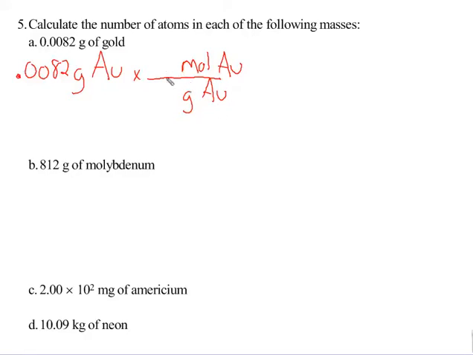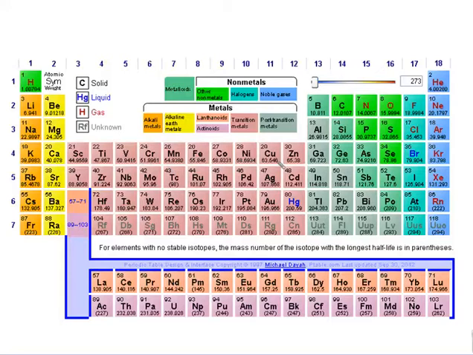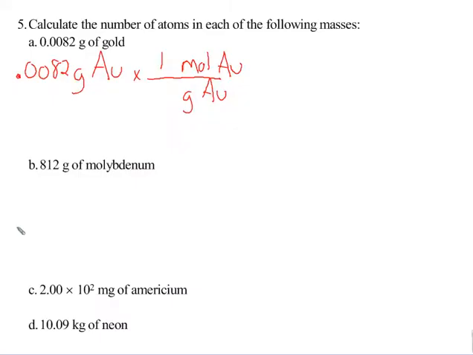We know that for every 1 mole, the molar mass of gold, looking at the periodic table, gold is AU. It's right here. The molar mass is 196.97. So in here we would write 196.97. And again, we don't want moles, we want atoms. So in order to get moles to cancel, we put that on the bottom. That's moles of AU and atoms of AU.